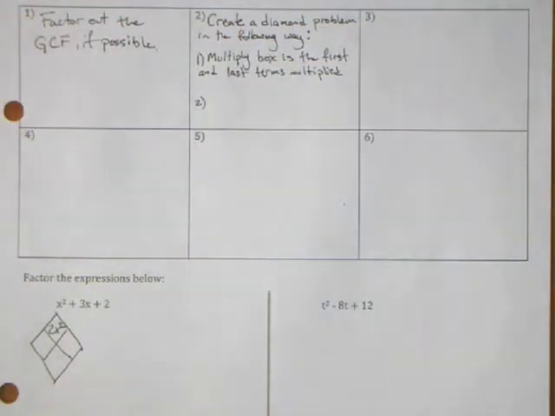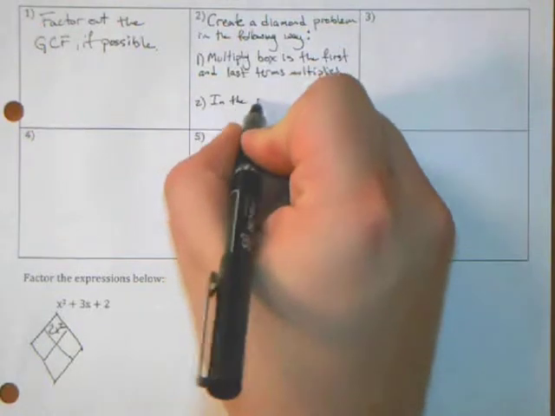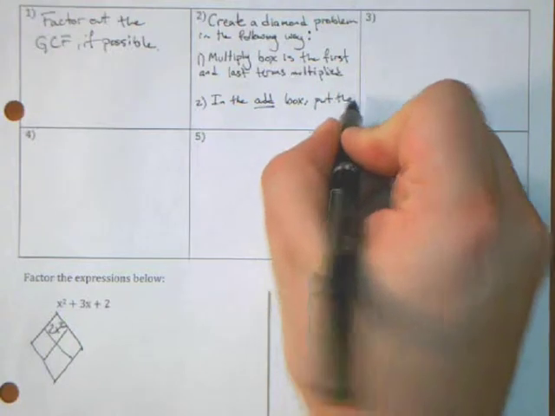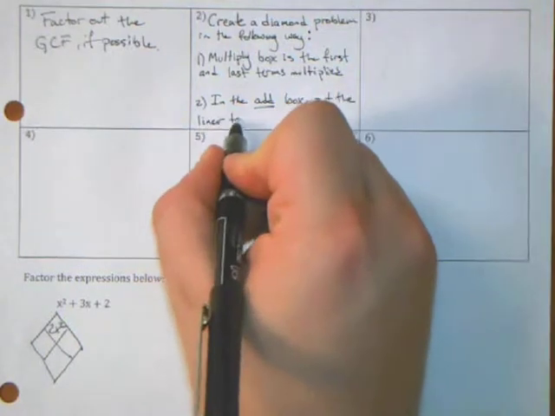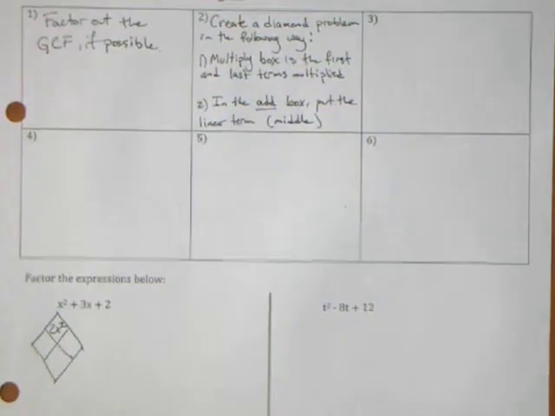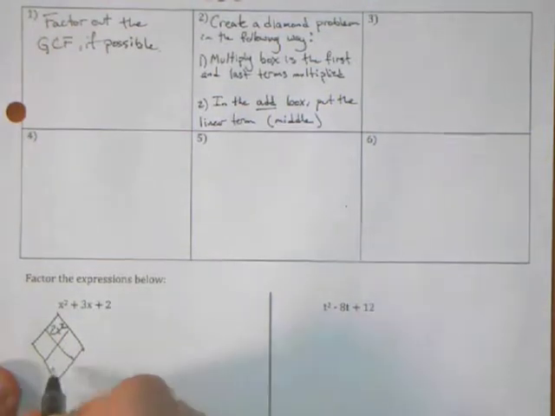Okay. The second piece is that in the add box, I put the linear term, which for us is the middle term. The technical name for it is the linear term because it's an x to the first power. If it's written in standard form, it's just wherever's in the middle. So in the adding box, where's the adding box on a diamond problem? On the bottom. And so then what goes in our bottom box in our case here? 3x. 3x.